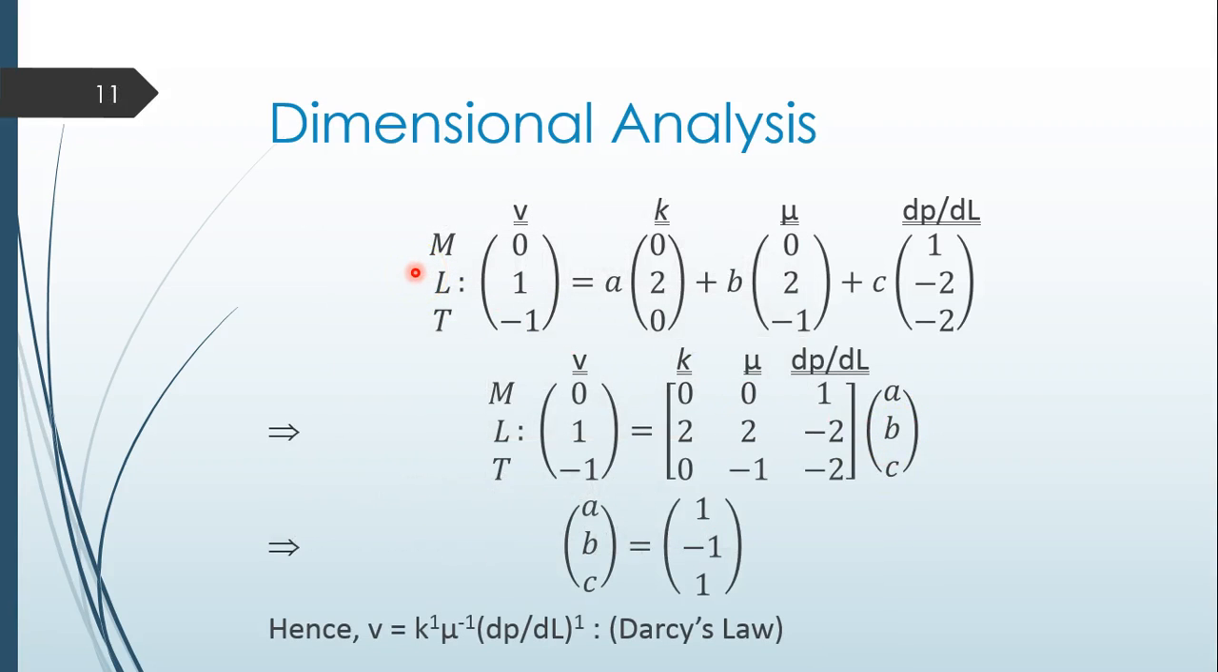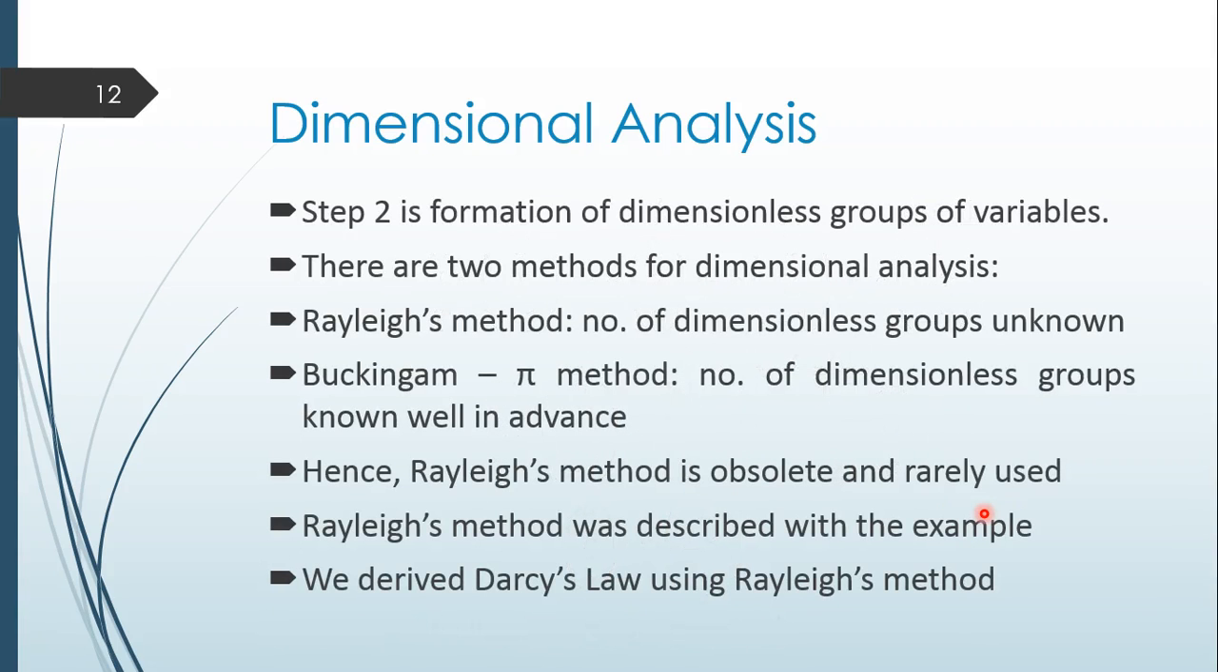Okay, so now basically we are making a system of linear equations. In M, L, T, V is 0, 1, minus 1, equal to A times 0, 2, 0 plus B times 1, minus 1, minus 1 plus C times 1, minus 2, minus 2. We tabulate them, we get a system of linear equations. We solve these equations to get A, B, C equal to 1, minus 1, 1. So hence V is equal to K to the power 1, so K by mu dP by dl. This is Darcy's law, the simplest one. Okay, so that was one way.